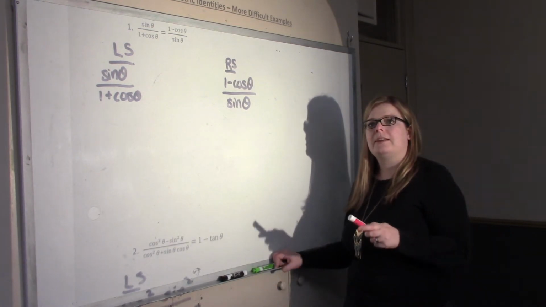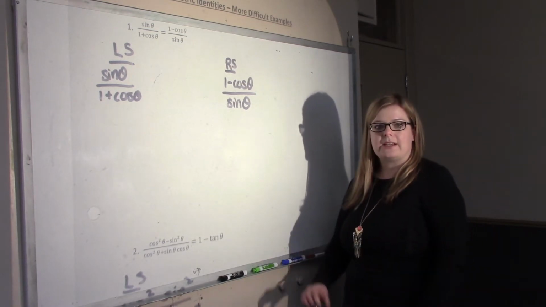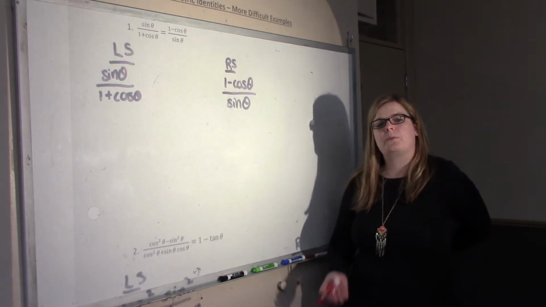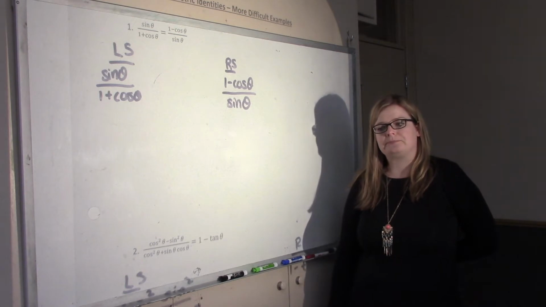We have tan, did I say tan is sine over cos already? But also cos squared plus sine squared equals 1. And then from that, cos squared equals 1 minus sine squared, or sine squared equals 1 minus cos squared.